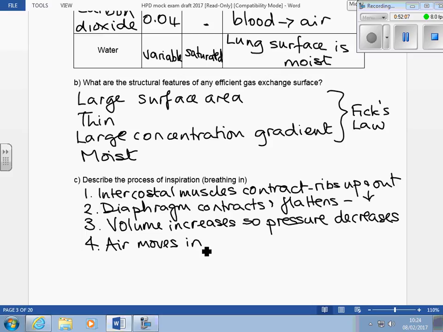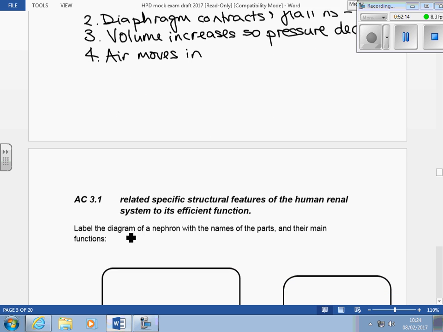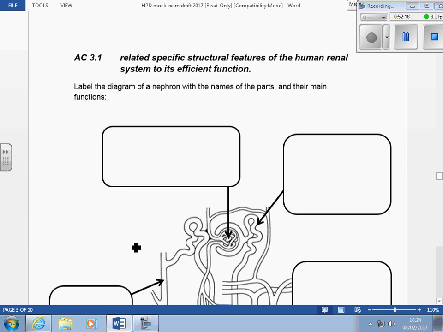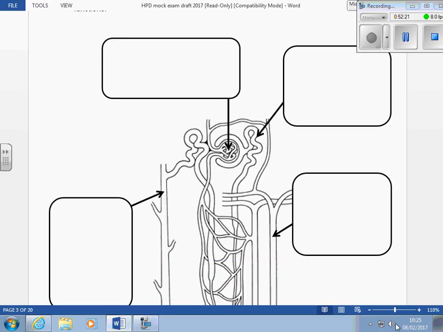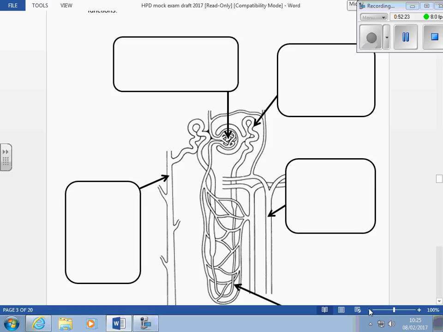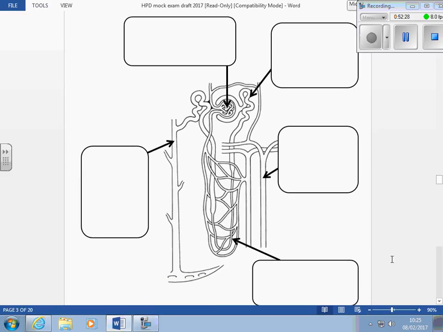Right, does that leave us with the kidney? Okay, now this bit then. Let's see if I can fit this on the screen a bit better. All right, I'm going to do this in more of a logical sequence, I think. If I start the beginning bit of it here.